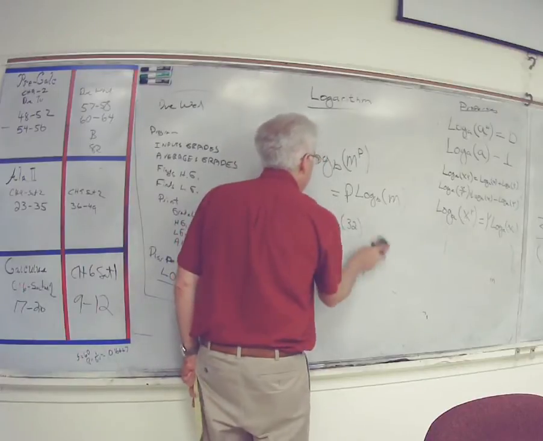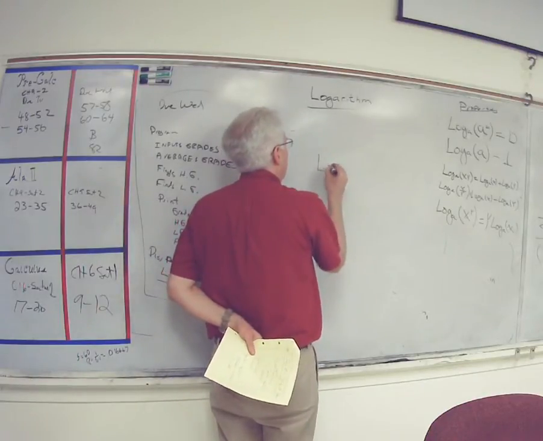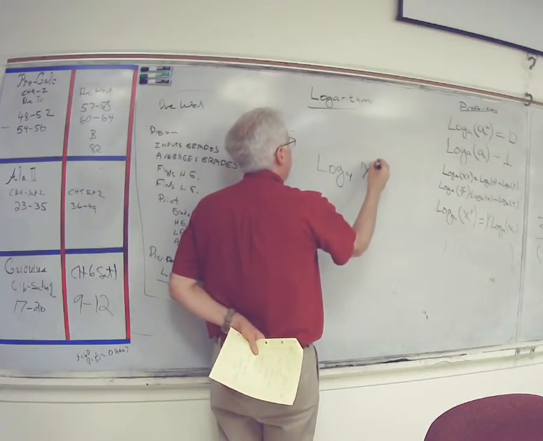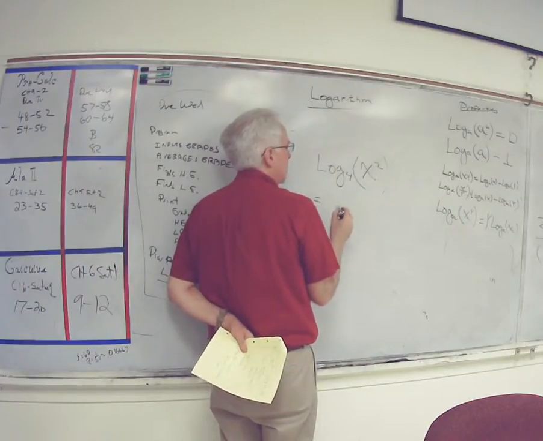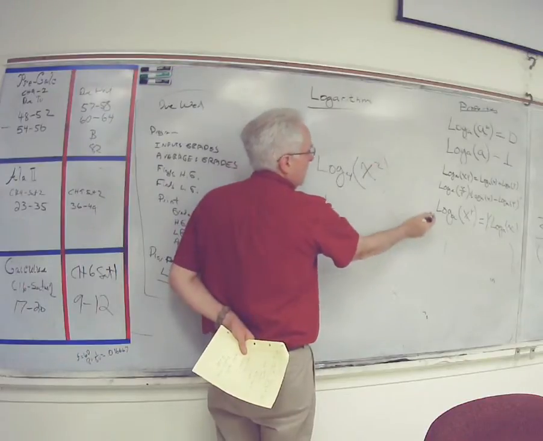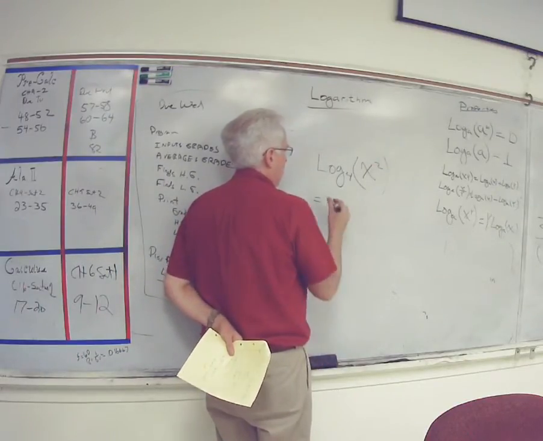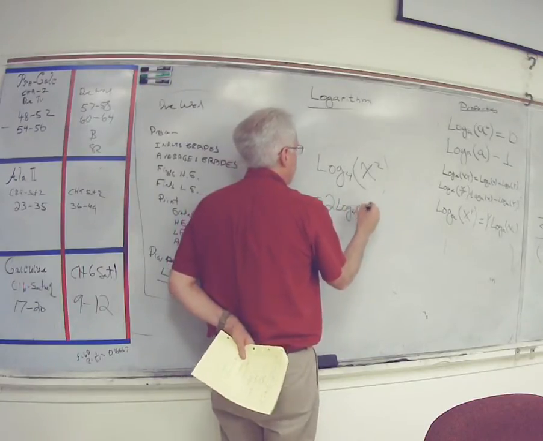So what if I have log 4 of x squared? What is that equal to? I can rewrite that as what? Log 4 of x plus log 4 of x. Okay, or if you use this rule, you can just simply say 2 times log 4 of x.